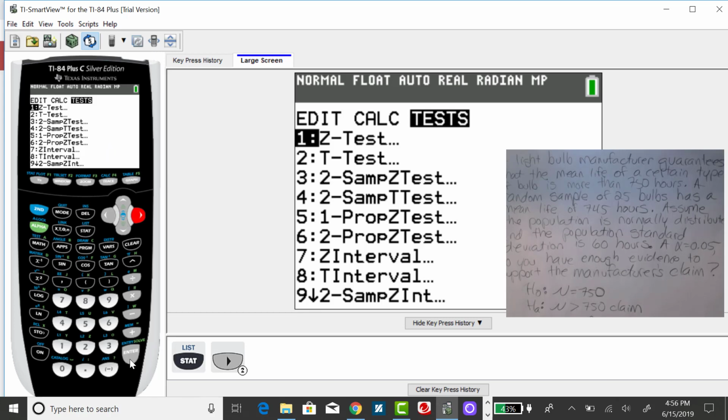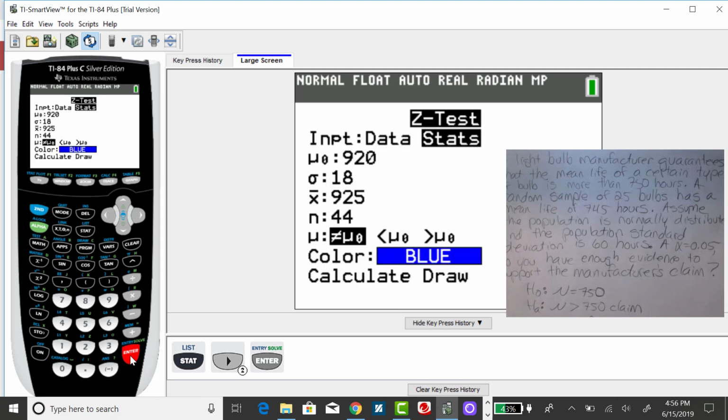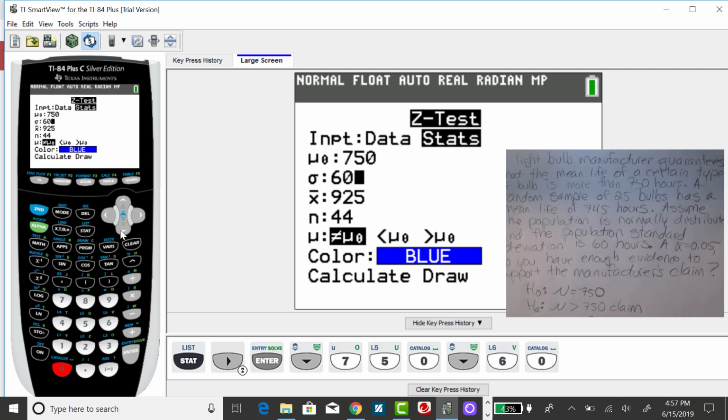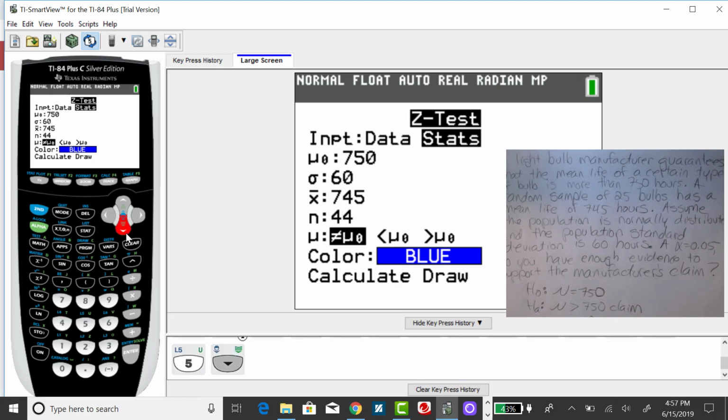So I'm going to select z-test, and either I'll have all 25 values in a list or the summary statistics, which is what I have here. So I'm going to down arrow. This mu sub 0 is the claimed or the hypothesized value, and that's 750. My assumed population standard deviation for this problem was 60. My sample mean from my sample of 25 was 745, and my sample size was 25.